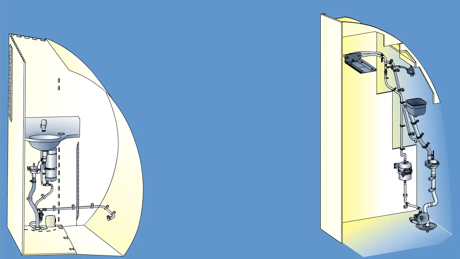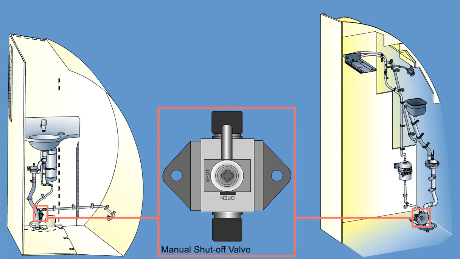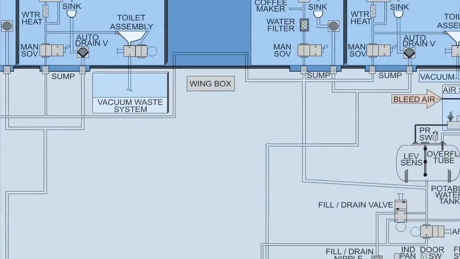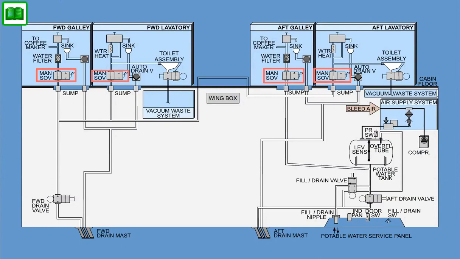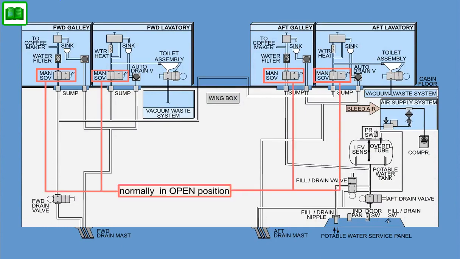In case of a water system leak in the supply line in either the galley or lavatory, the water system may be isolated by means of the manual shutoff valve. The valve is clearly placarded and accessible by the flight attendant without the use of tools. The shutoff valve is a ball-type valve that is normally in the open position.